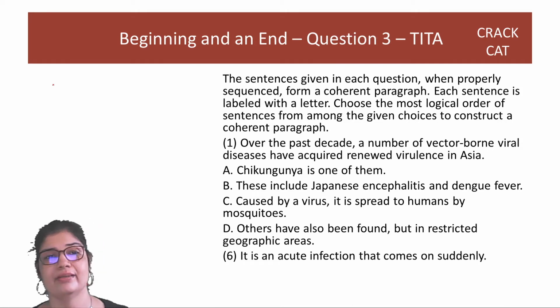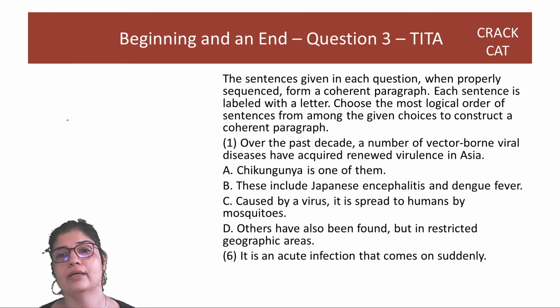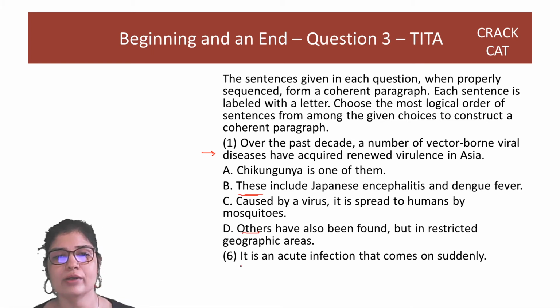And this is a type in the answer, so you don't have options to think, right? Over the past decade, a number have acquired renewed virulence. Okay, these include, where is these? Others have also been found. And more importantly, it. ये it कहाँ पे है? D cannot end because D में it नहीं है. C can end, C में it है.